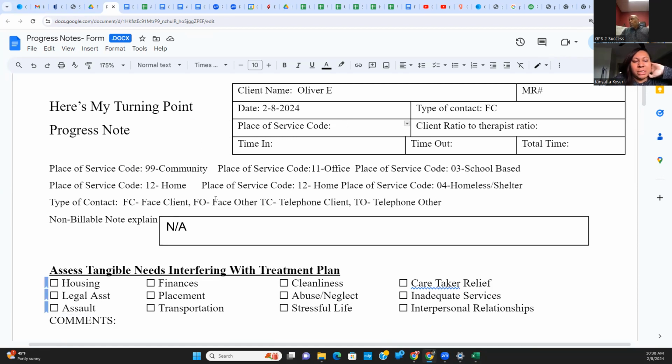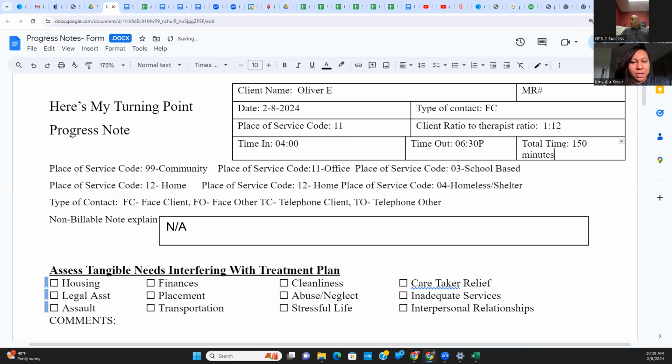So are they doing a group? Because we're writing a note for a group. Okay, no, they're at the activity center on Salem. So that would be office, 11 would be the code. The ratio would be, how many people are there? 12 people are there. Okay. They're going to start at 4 o'clock, and they're going to end at 6:30 for a total time of 150 minutes. Okay.